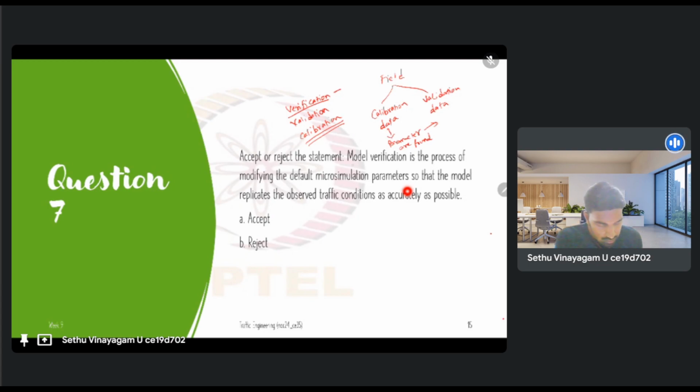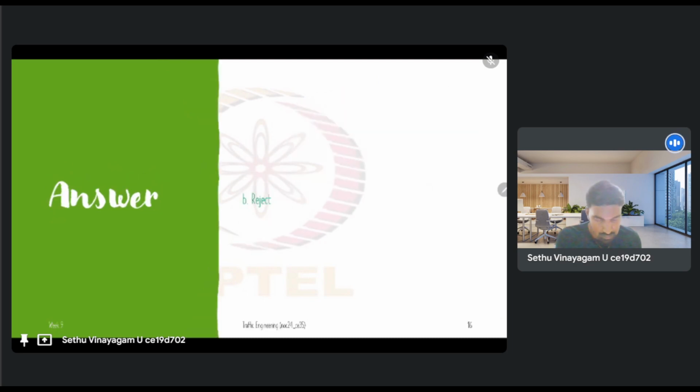So here we are talking about the verification step. So that says that it is a process of modifying the default parameters so that the model replicates the observed traffic condition as accurately as possible. So this is incorrect because this is what we do in the calibration step, right? So in calibration, we adjust the parameters so that we are matching closely with the field values, right? So this is the definition of the model calibration step, not the verification step. Therefore, the given statement is rejected.